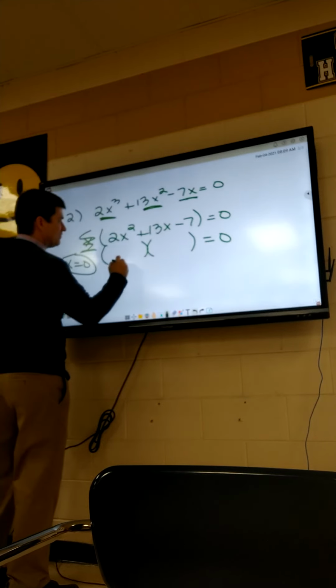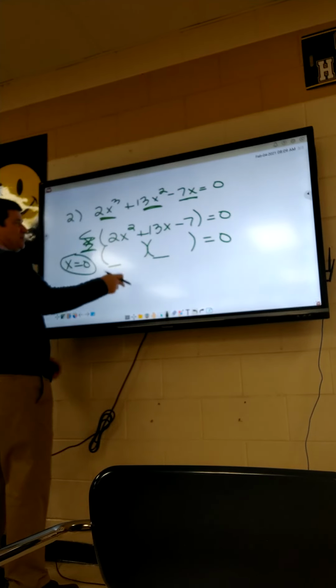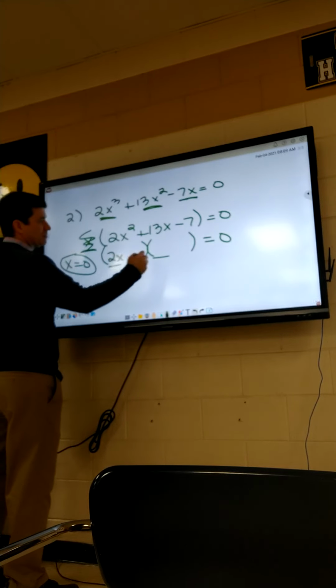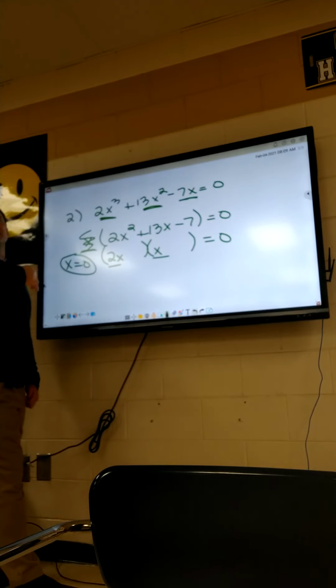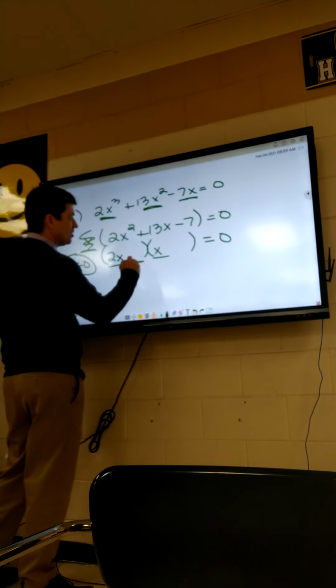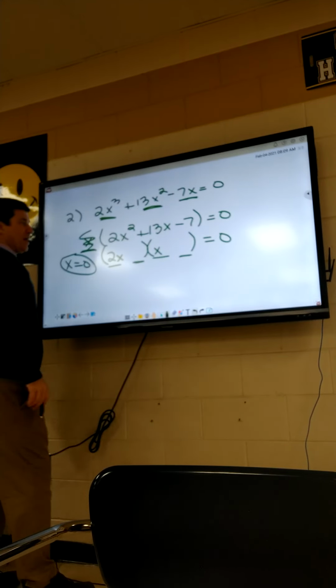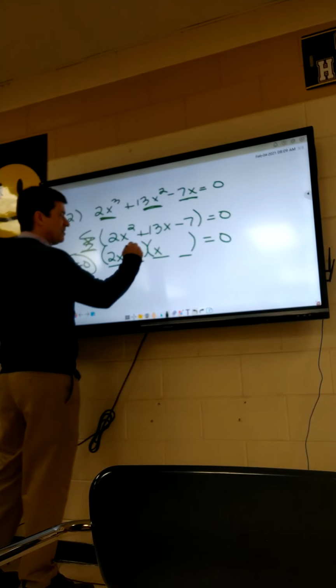All right, when I times the first numbers in each parenthesis, it's got to equal the first number in the problem. So it's got to be 2 times 1. 2x and 1x. Make sure you get an x with it. All right, when I times the last numbers in the parentheses, it's got to equal the last number in the problem. The only thing I can think of is 1 times 7? That's it.